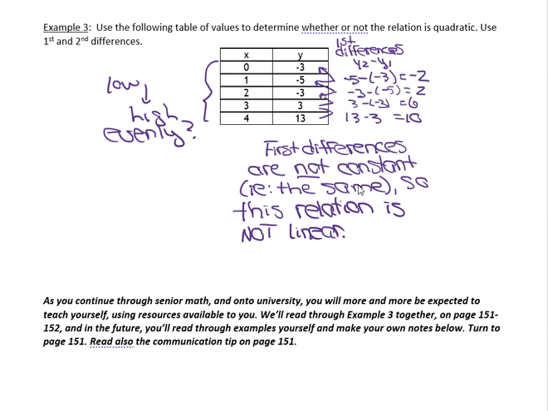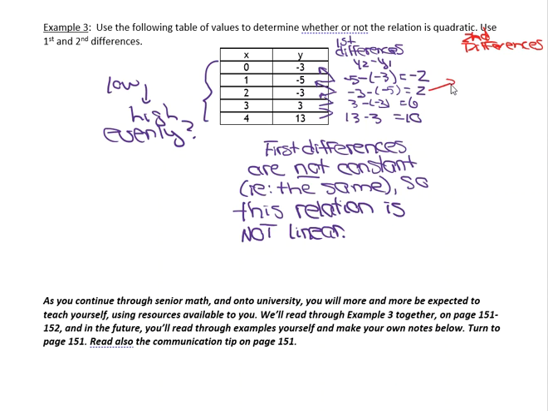First differences are not constant, they're not the same, so this relation is not linear. So now we're going to go on and do second differences. And it's basically the same thing we did for the first differences, except we use the first differences.